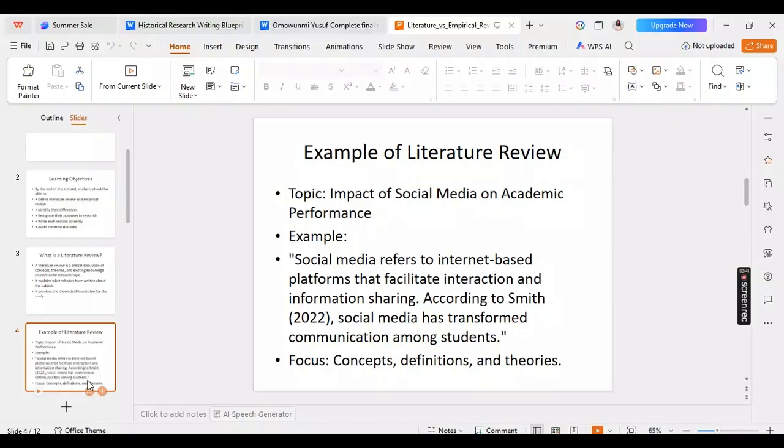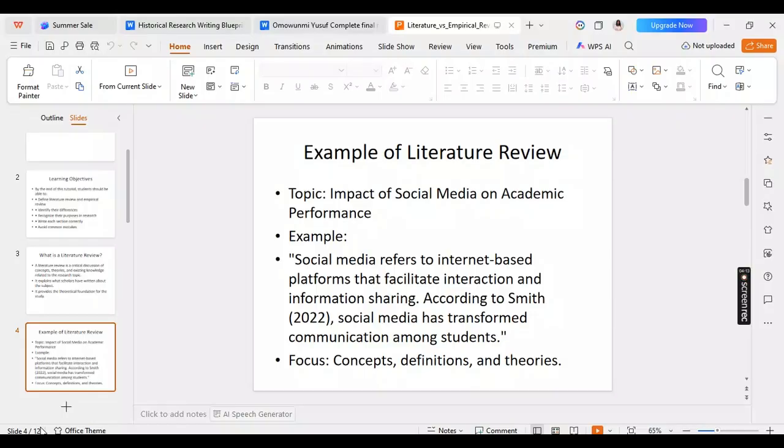So maybe this is your topic now. If you want to create a literature review for this one, how will you do it? You'll be like, okay, social media refers to internet-based platforms that facilitate interactions and information sharing. According to Smith, 2022, social media has transformed communication among students. That is what other authors have said concerning that particular topic. I kept repeating it over and over again: your literature review must be relating.